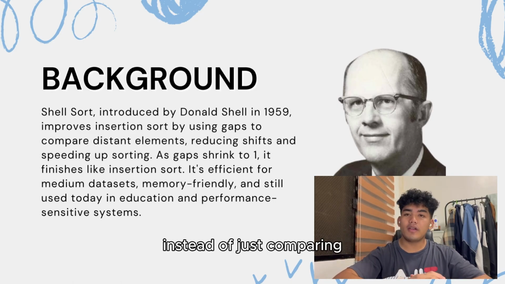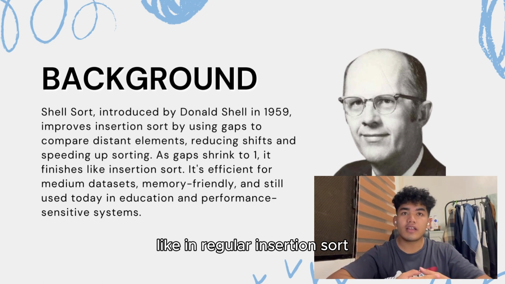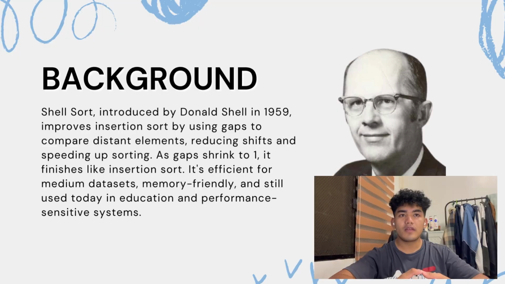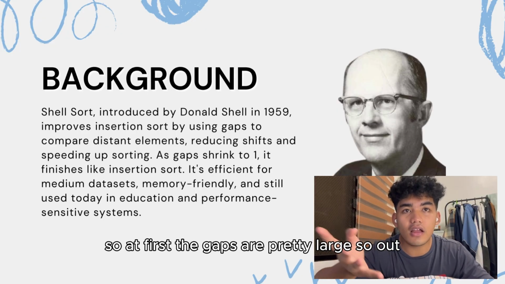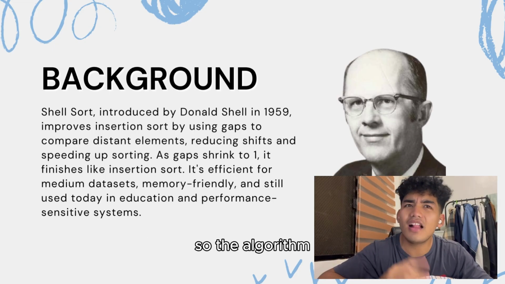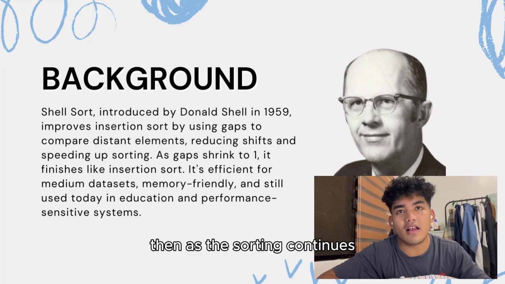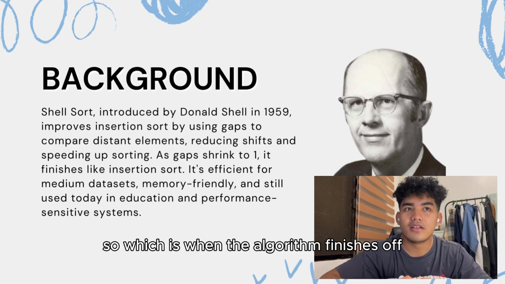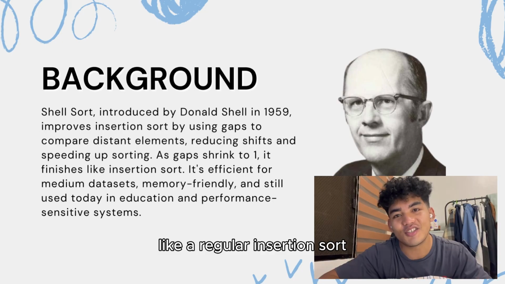Instead of just comparing items that are right next to each other, like in regular insertion sort, shell sort compares items that are farther apart, and these are called gaps. At first, the gaps are pretty large, so the algorithm can move elements across big sections of the list. Then, as the sorting continues, those gaps get smaller until they eventually reach 1, which is when the algorithm finishes off like a regular insertion sort.